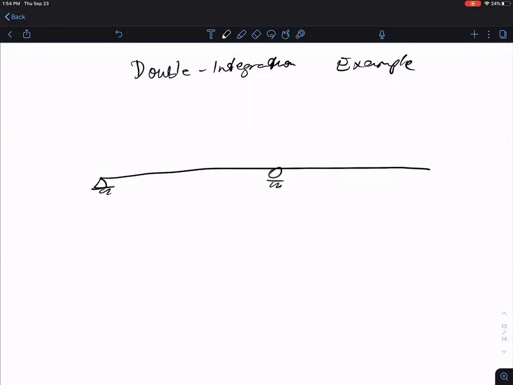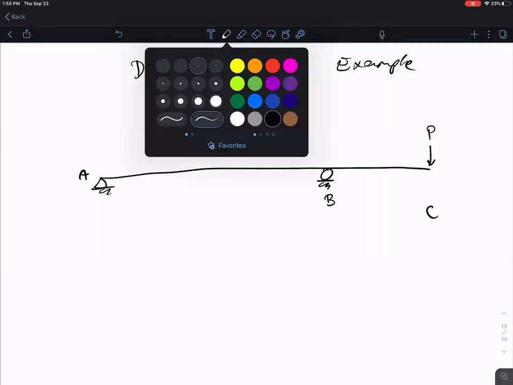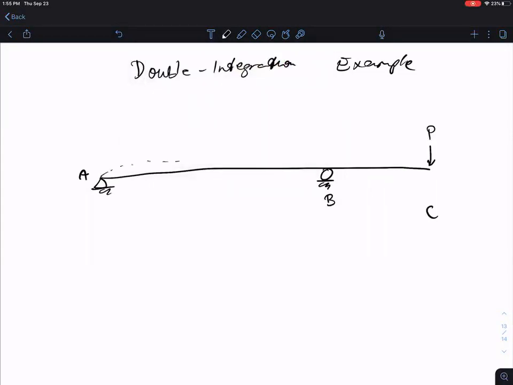So it has a pin support on the left end. It has a roller along its length, and then it has a point load at the very right end. And we'll label the locations of the support as well as the location where the load is being applied. And we can also draw the deflected shape. So the goal in this example is to compute the vertical displacement at point C.